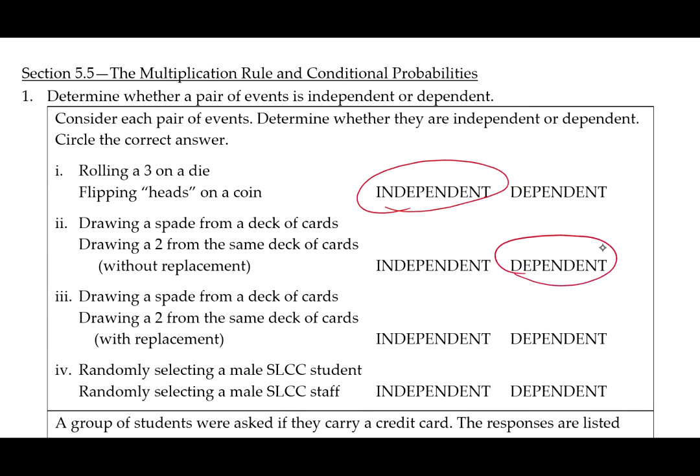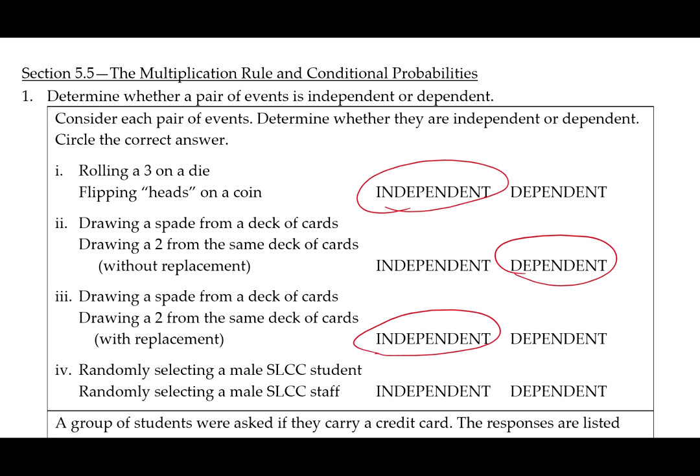Part 3, drawing a spade from a deck of cards and drawing a 2 from the same deck of cards, now with replacement. Now when I draw that spade, I put it back in the deck of cards and there are still 52 cards. So the probability of drawing a 2 has not changed, which makes these events independent.